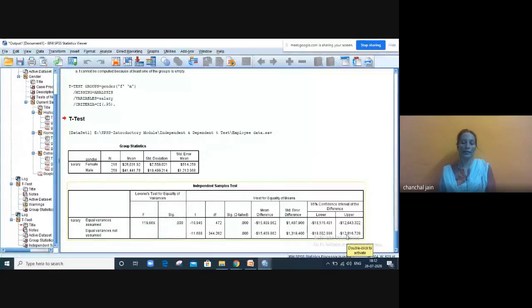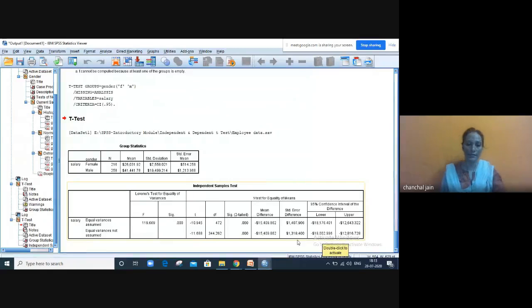If zero exists in between this range, between the lower and the upper bound, then you can say your results are not reliable, meaning both the lower value and the upper value should be either negative or positive. Then whatever results you draw will be reliable results.